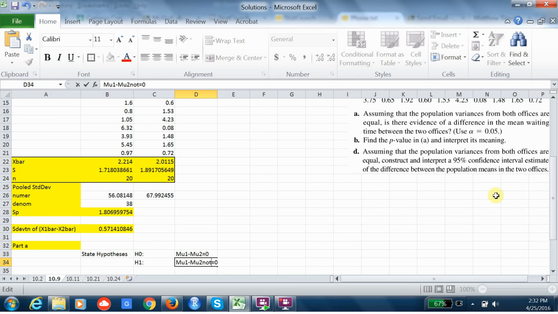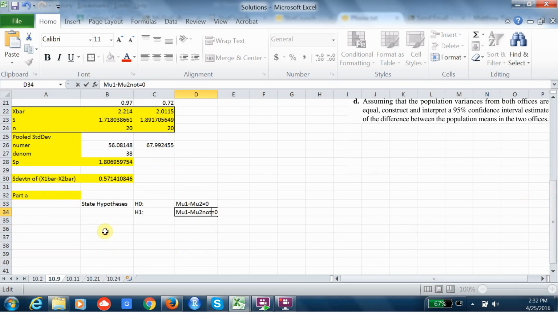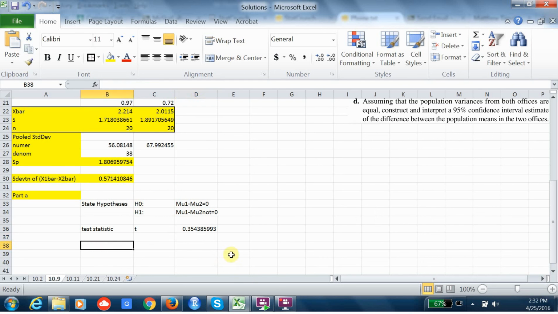All right. Next thing I have to do is compute my test statistic. So I know in this case that it's going to be a t test statistic, and it's going to be equal to x1 bar minus x2 bar divided by the standard deviation of x1 bar minus x2 bar. That's a very small t value, right? Because I've already calculated the standard deviation of x1 bar minus x2 bar, and I didn't have a d here because d was equal to 0.